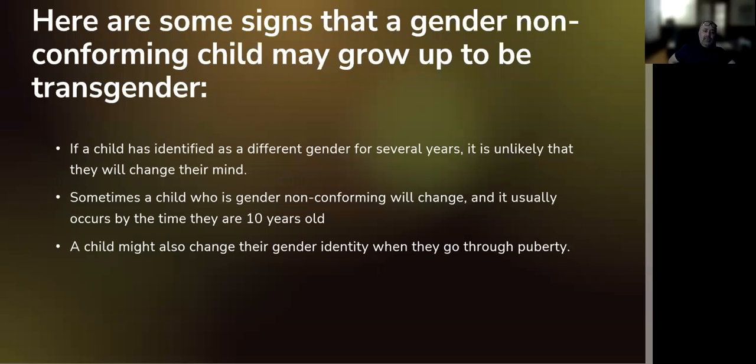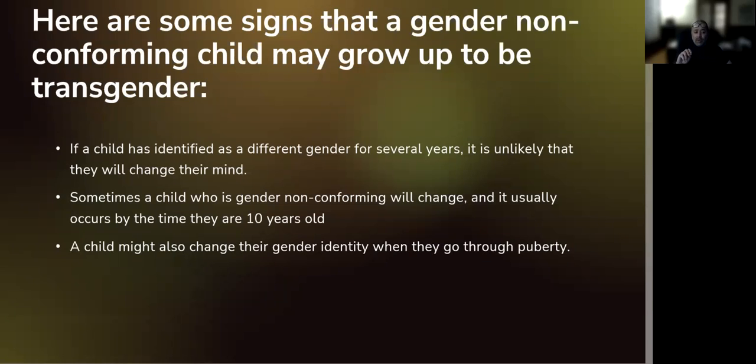Here are some of the signs that a gender non-conforming child may grow up to be transgender. If a child has identified as a different gender for several years, it is unlikely the child will end up changing their mind. Most likely they will fall into the gender they chose early on. Sometimes a child who is gender non-conforming will change, and it usually occurs by the time they're 10 years old.